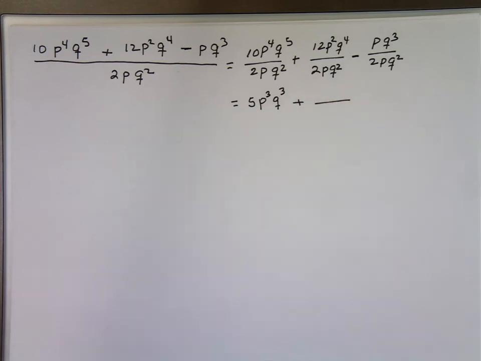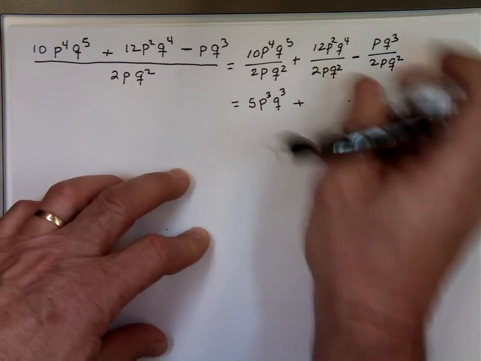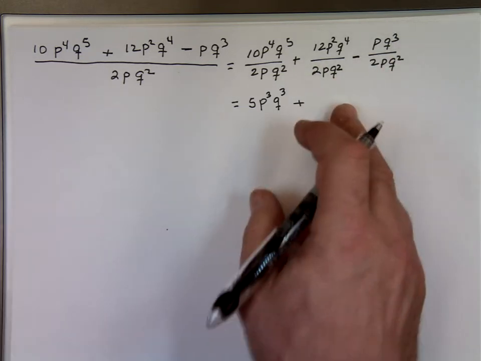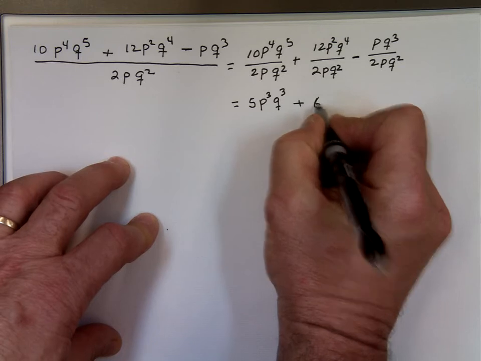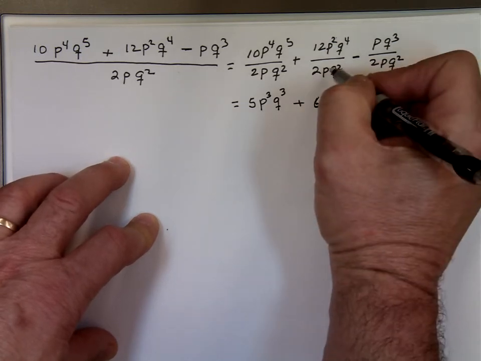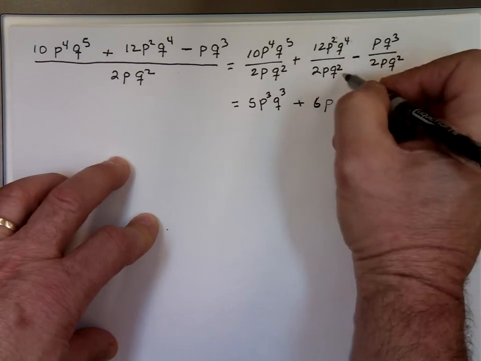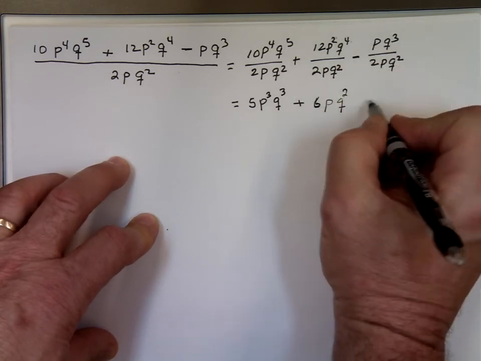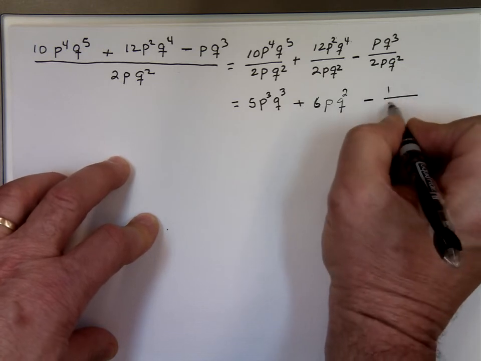I don't know why I made a fraction, I don't know if I need the fraction. I'm already thinking about the last piece. 12 divided by 2 is 6. P to what power? 2 minus 1? 1. Q to what power? 4 minus 2, which is 2. There's the minus. Now I can't simplify the numbers. There's the 1, there's the 2 here.